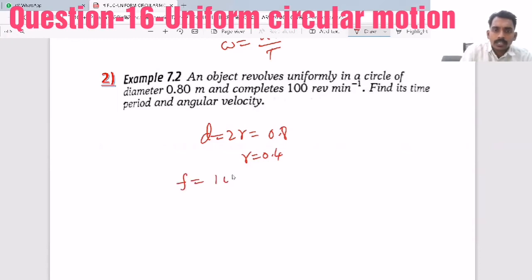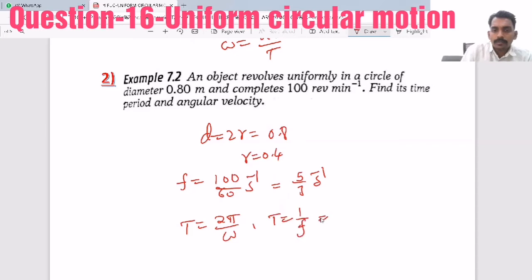The object completes 100 revolutions per minute. That means the frequency is 100 revolutions per minute, but we want per second, so divide by 60. That means the frequency is 5 by 3 per second. Now find its time period. Time period equal to 1 by F, so F equal to 1 by time period. Here we have the frequency, so the time period is 1 by 5 by 3, that is 3 by 5.